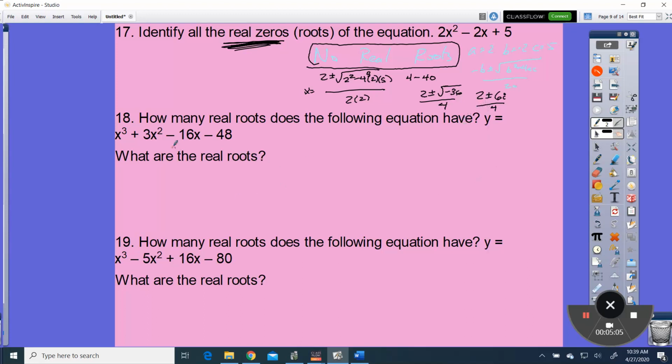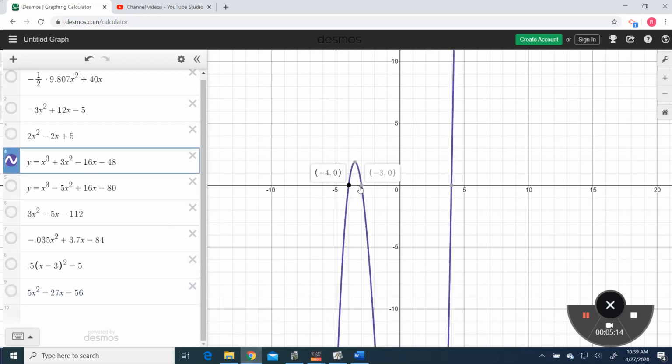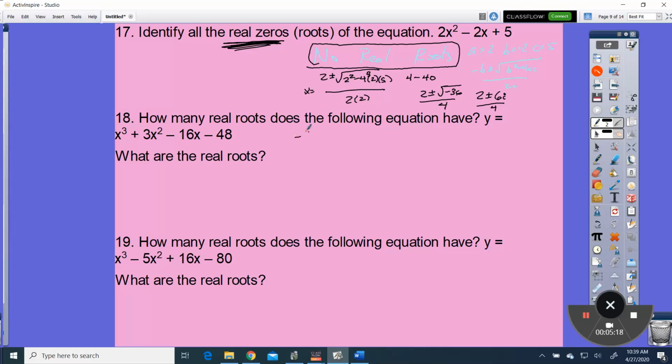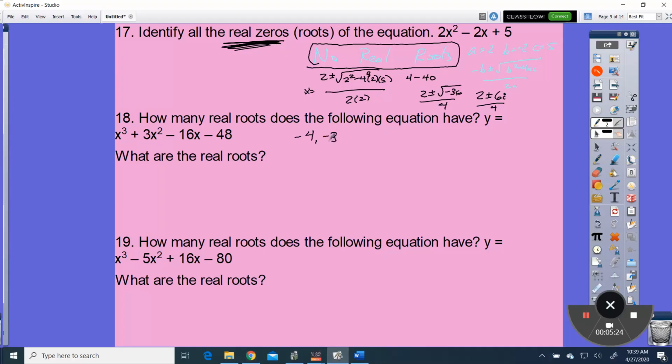So now the next one, x cubed plus 3x squared minus 16x minus 48. So that's that one. It crosses right here, at -4, -3, and 4. So how many real roots does it have? It has 3 real roots. What are the real roots?